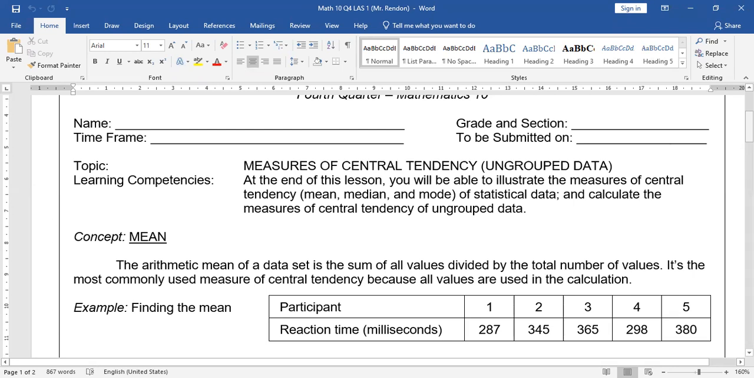Okay, and then there are so many measures in statistics. We have the measures of central tendency, the measures of variability, and the measures of position. Under measures of central tendency, we have the mean, median, and mode, which we will be discussing today. Now, measures of variability will be discussed to you in grade 11. Actually, it's part of your grade 8 or grade 9 book. Measures of variability include your variance and standard deviation. It talks about how spread out, how varied are your answers.